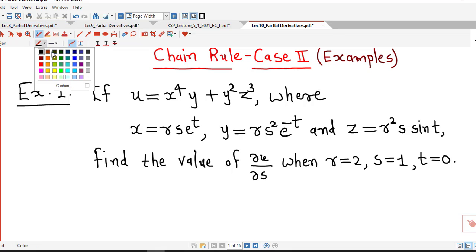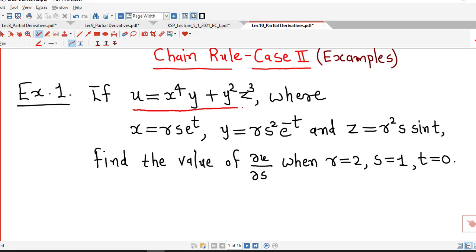If u is function of x, y, z given by u equal to x raised to 4 y plus y square z cube, where x, y, z are functions of r, s, t as given by x equal to r s e raised to t, y equal to r s square e raised to minus t, and z equal to r square s sin t. Then we are asked to find the value of partial derivative of u with respect to s when r equal to 2, s equal to 1 and t equal to 0.